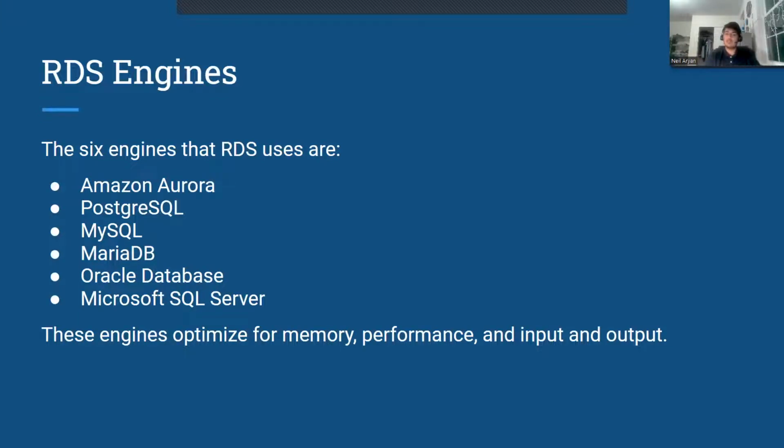You don't need to memorize the 6 different engines that it uses. Maybe you should know that these engines optimize for memory performance and input-output. The engines of RDS aren't really something that come up during the exam. You don't really need to know this, but it's good to keep in mind these engines exist and that they serve a pretty important function.